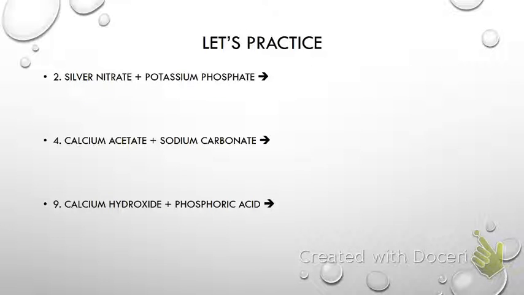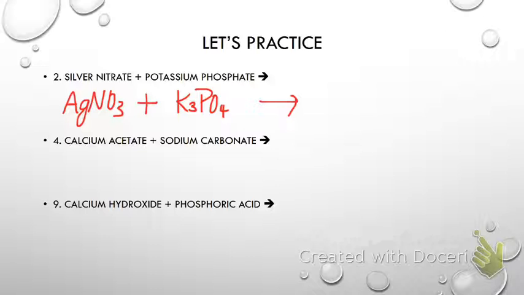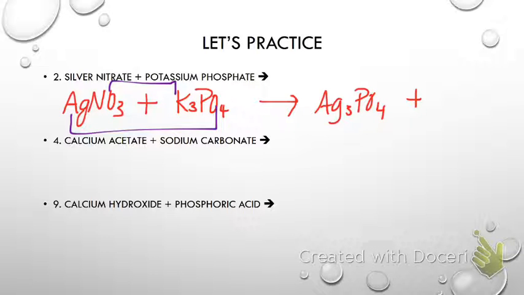So number 2, how do I write silver nitrate? Y'all should probably recognize that by now. We've seen it a lot, right? How would I write potassium phosphate? K3PO4. All right, let's do outside, inside. What do you want to do first, outside or inside? Outside. How would I put silver and phosphate together? Ag3PO4. And how do I put potassium and nitrate together? KNO3.